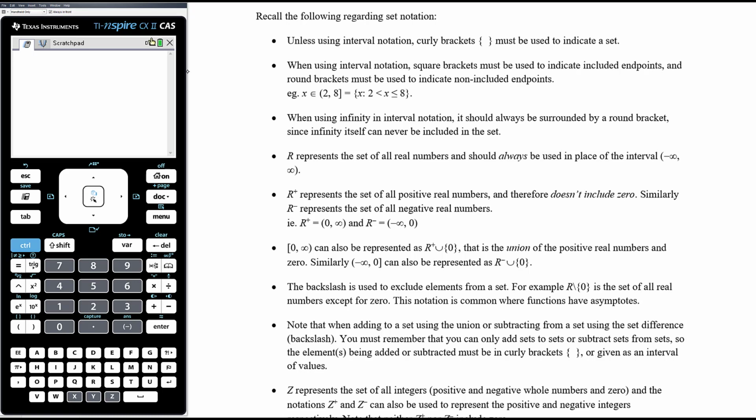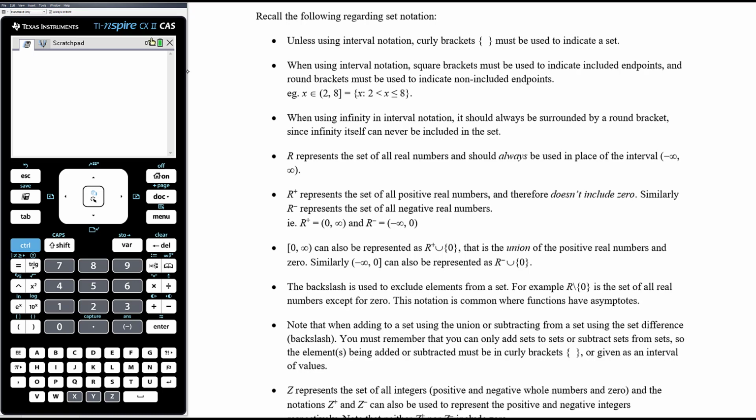So correct notation when talking about domains and ranges, intervals is generally easier. When using interval notation, square brackets indicate included endpoints, round brackets indicate not included endpoints. So we've revised that. There's an example there. When using infinity in interval notation, it should always be surrounded by a round bracket, since infinity itself can never be included in the set.